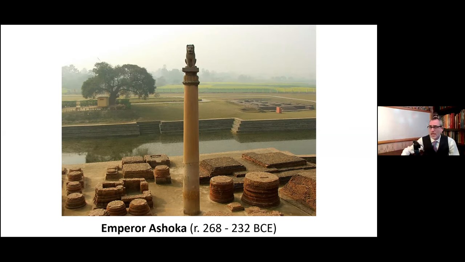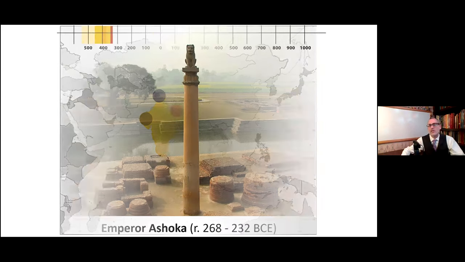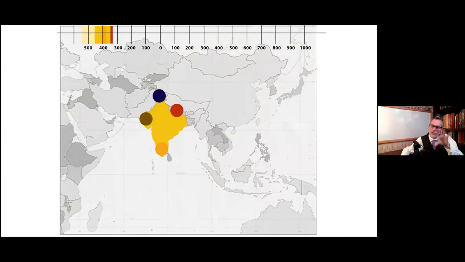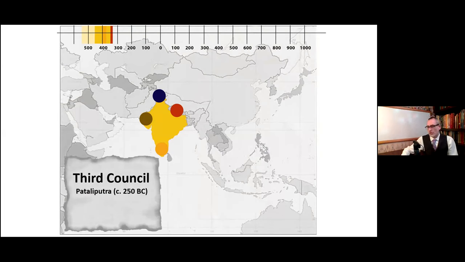Ashoka is kind of the same thing, where there's a debate about whether he was Buddhist or not, but he supported Buddhism. And the fact that this ruler of all of India supported Buddhism is what really allows it to start transcending the geography of the subcontinent. Traditionally, though this is a little bit debated, it was under Ashoka at a place called Pataliputra that Ashoka called a third council.